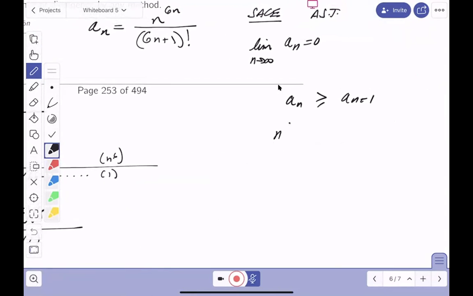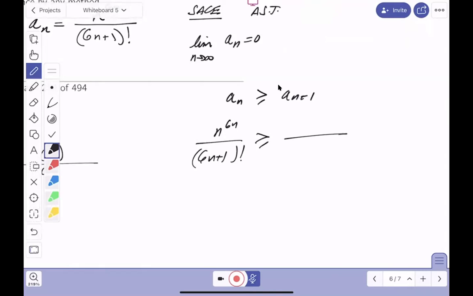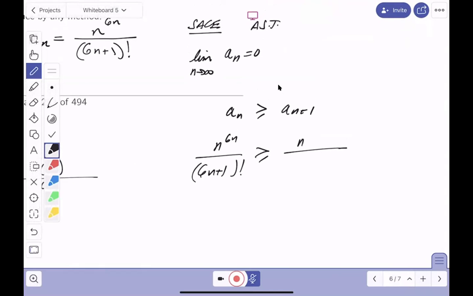And what's that going to be? n to the 6n over 6n plus 1 factorial greater than, let's write this over here, n plus 1 to the 6n plus 6 over 6n plus 7 factorial. And again, I'm going to claim it requires work. And that's the problem with this, and that's why we want to go to the next section. We'll have a better test in the next section. I think it's the ratio test in the next section. But anyway, let's get to work.